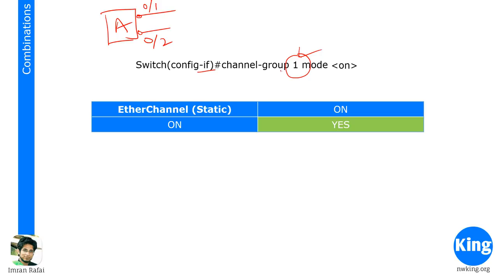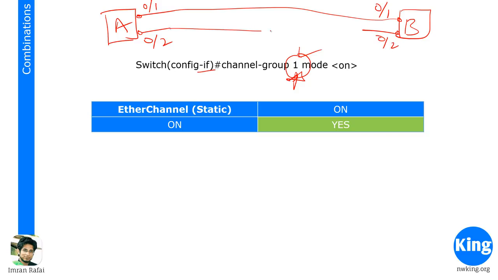So this number is critical. This is locally significant to the switch, right? Let's say there is another switch here, and these are connected here. So let's say this is 0/1 here, and this is 0/2, and here again on this side of the switch, both these interfaces should have channel group, and on this side it can be anything you want. You can give channel group 1 here, doesn't matter, because that is locally significant to the switch. So we can say channel group 2 mode on, again that'll work. But the channel group number can change, but everything else has to be the same.